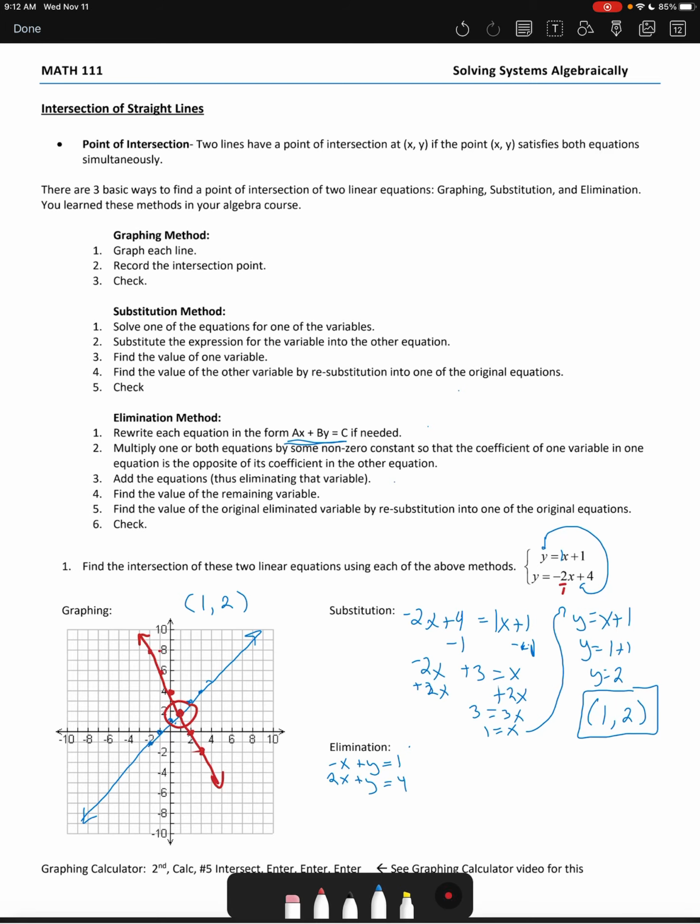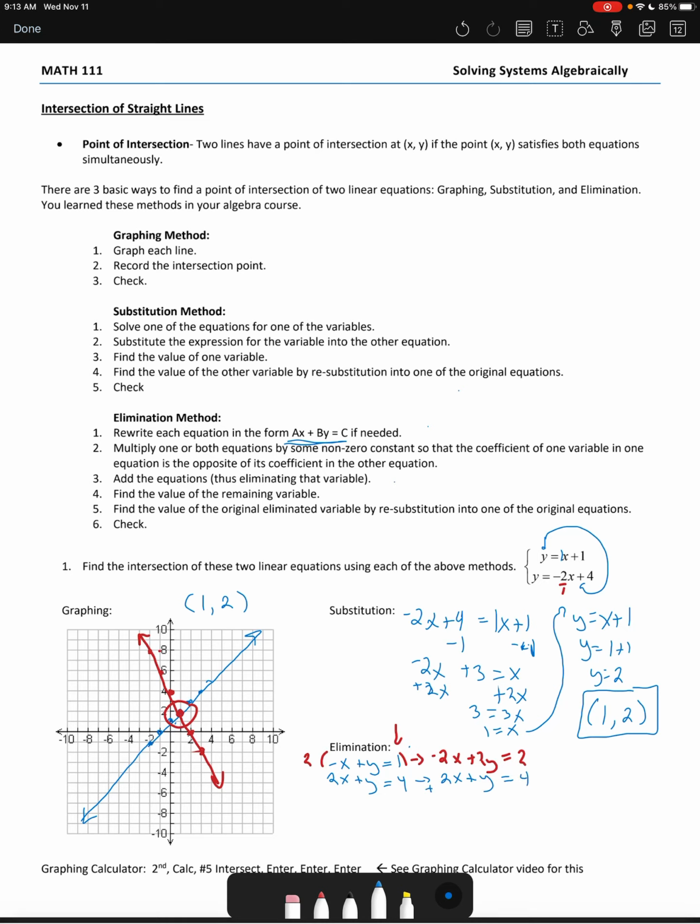Just because I feel like it today, I'm going to multiply this top equation by 2, giving me negative 2x plus 2y equals 2. Don't forget this, the number over here, the constant on the other side of the equal sign. That's the part that if you're going to mess up, students forget that one. And then this other equation stays exactly the same. It's 2x plus y equals 4.